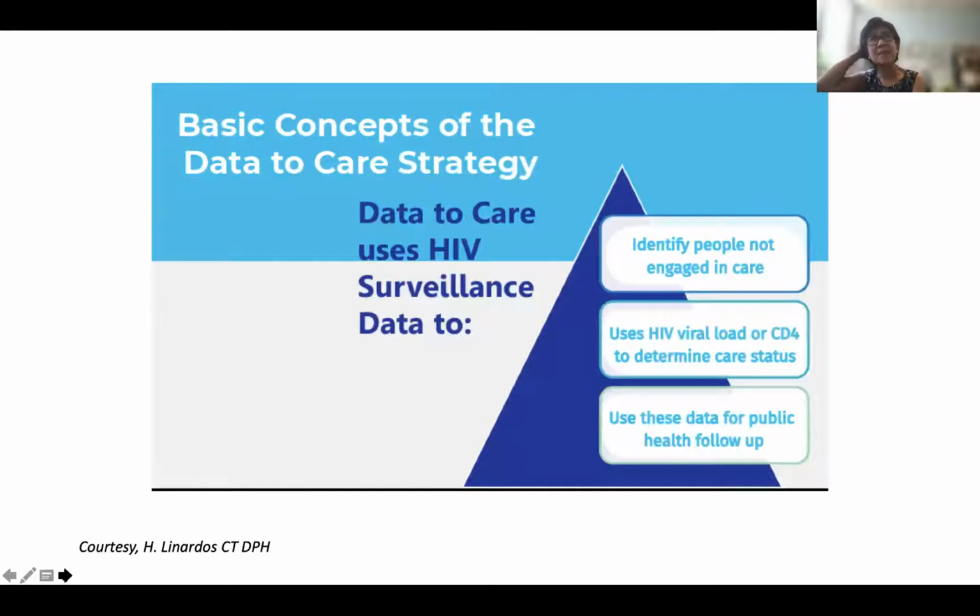So the basic concepts of the data to care strategy are outlined here, and this was shared with me by Heather Leonardos of our Connecticut DPH. She heads up HIV surveillance, which is really identifying people who are not engaged in care, using their viral load, because this is all part of surveillance, to determine their care status, and then use these data to inform how public health can help in follow-up.